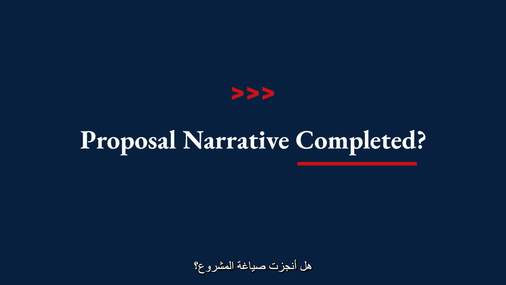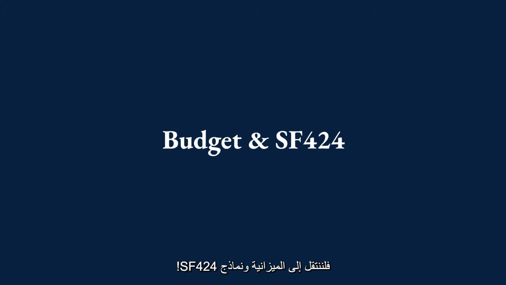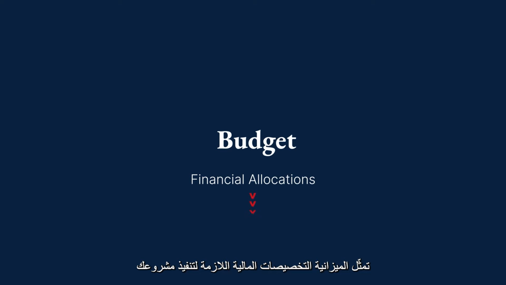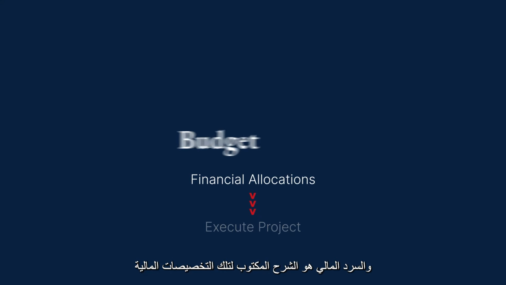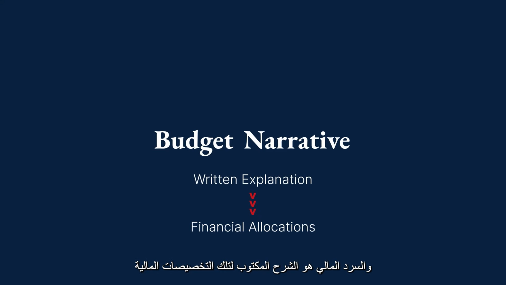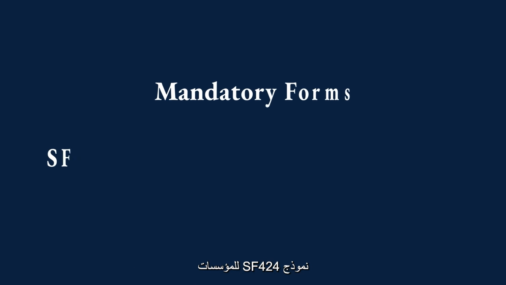Proposal narrative completed? Then, onto the budget and the SF-424 forms. The budget represents the financial allocations needed to execute your project. The budget narrative is the written explanation of those financial allocations.